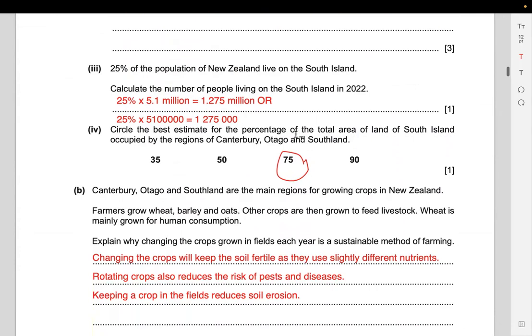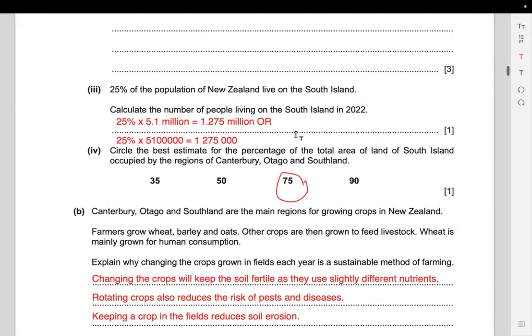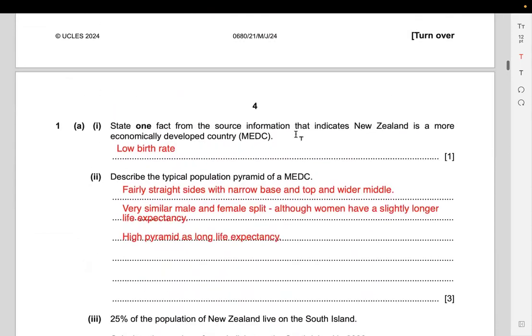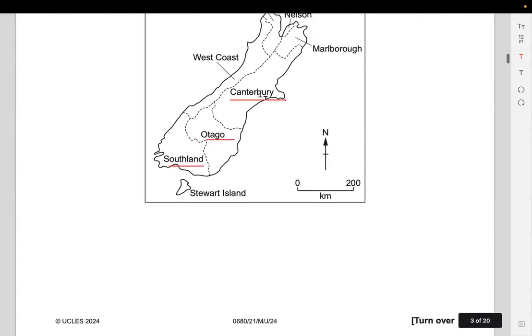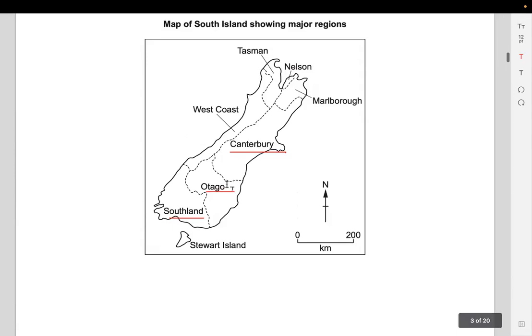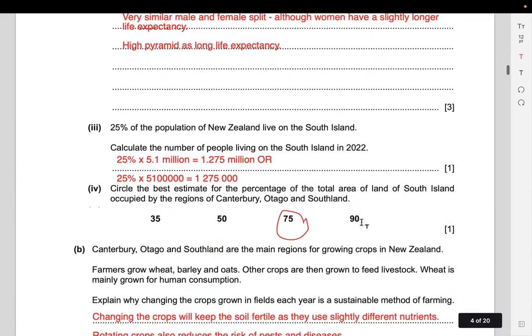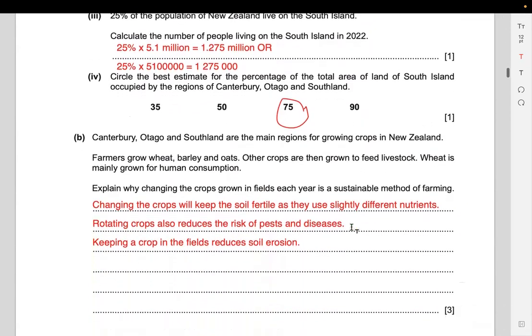Circle the best estimate for the percentage of the total area of land of South Island occupied by Canterbury, Otago, and Southland. Well, that's why these are underlined. I've got an ADHD brain, so I made sure I underline them, and that looks like about 3/4, doesn't it? It's not going to be less than that, and it's not 90%.